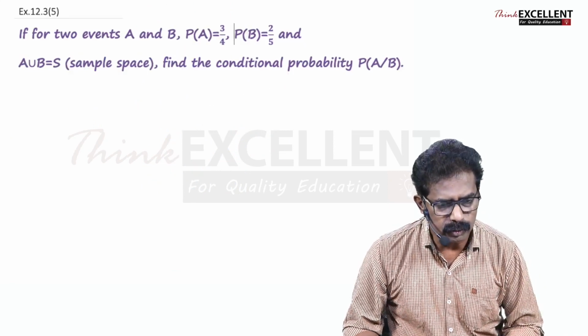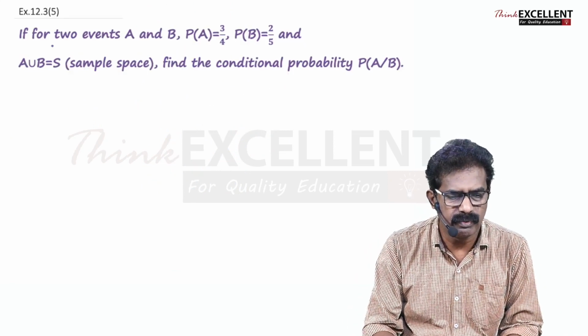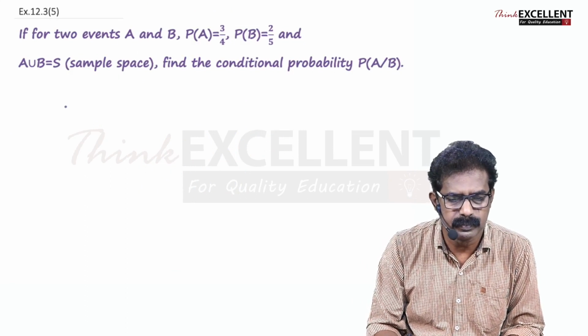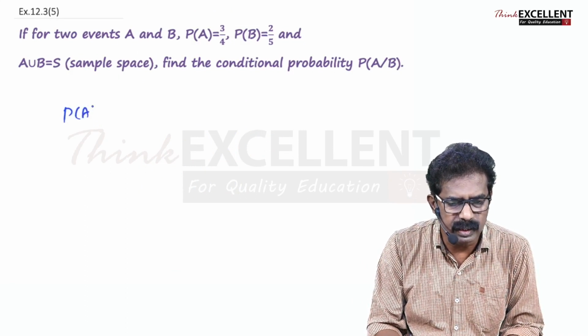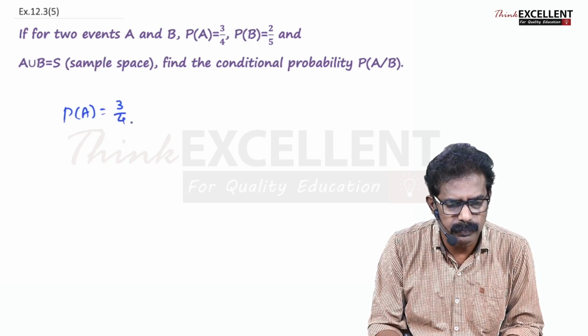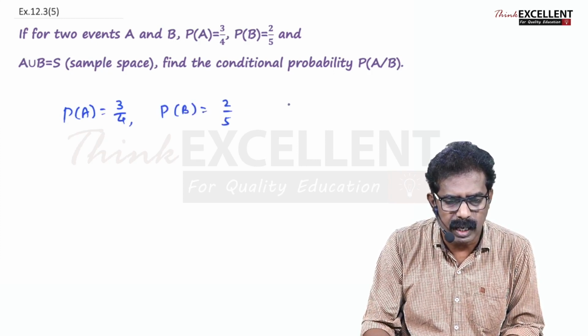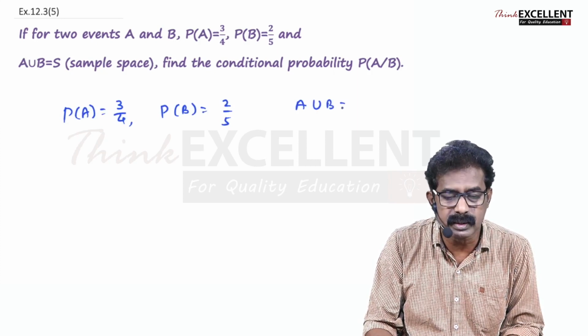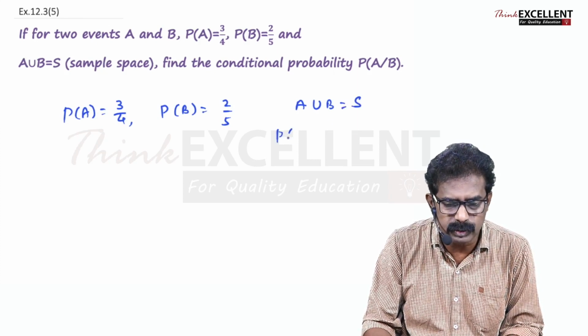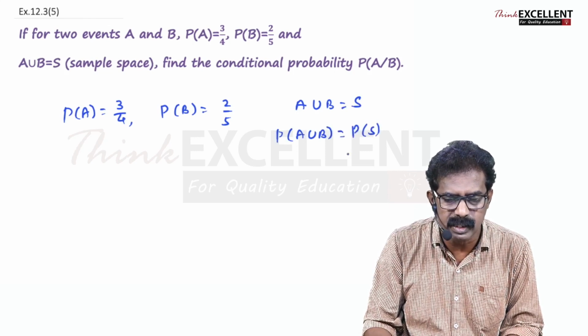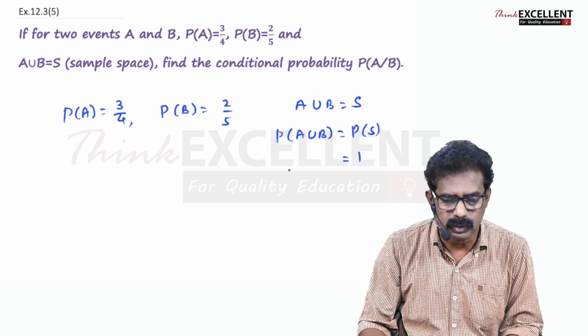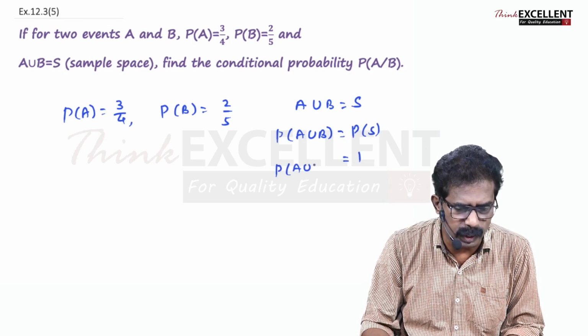Now let's move on to question number 5. If for two events A and B, P of A is 3 by 4, P of B is 2 by 5, and A union B is the sample space. So taking probability on both sides, P of A union B equals P of S. P of S is 1. So P of A union B is 1, right?